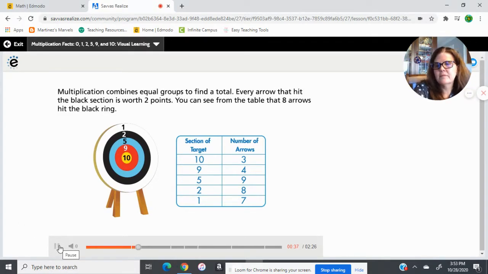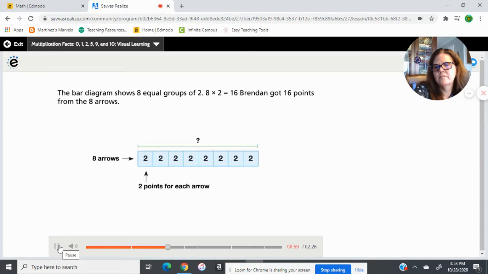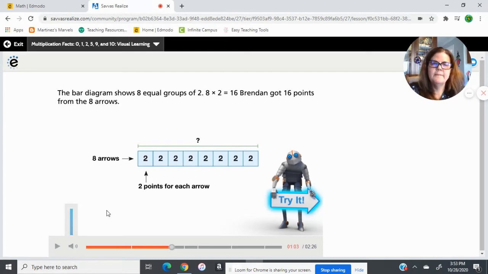Multiplication combines equal groups to find a total. Every arrow that hit the black section is worth 2 points. You can see from the table that 8 arrows hit the black ring. The bar diagram shows 8 equal groups of 2. 8 times 2 equals 16. Brendan got 16 points from the 8 arrows. Okay, we're going to try it.